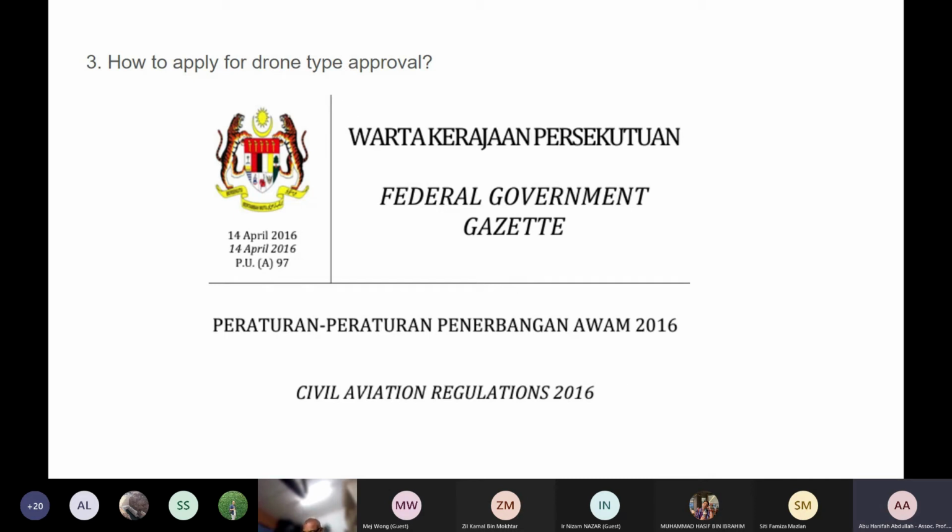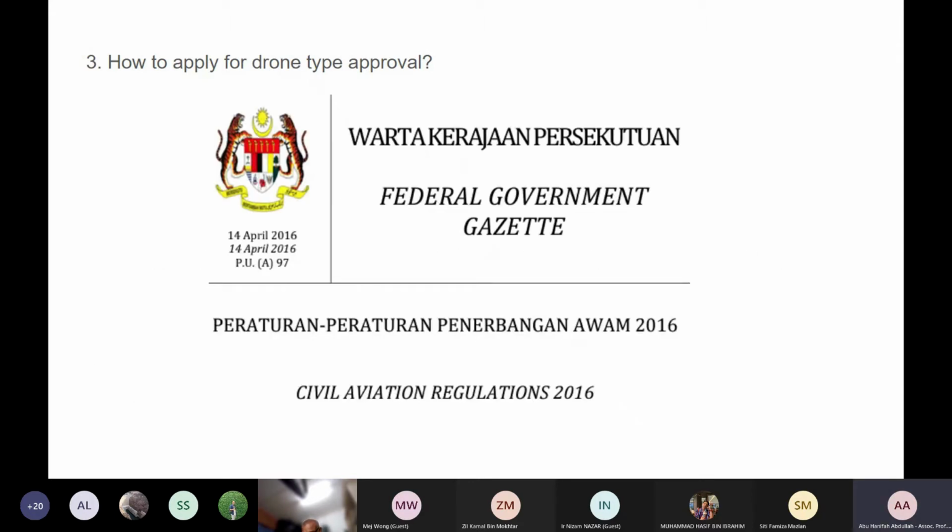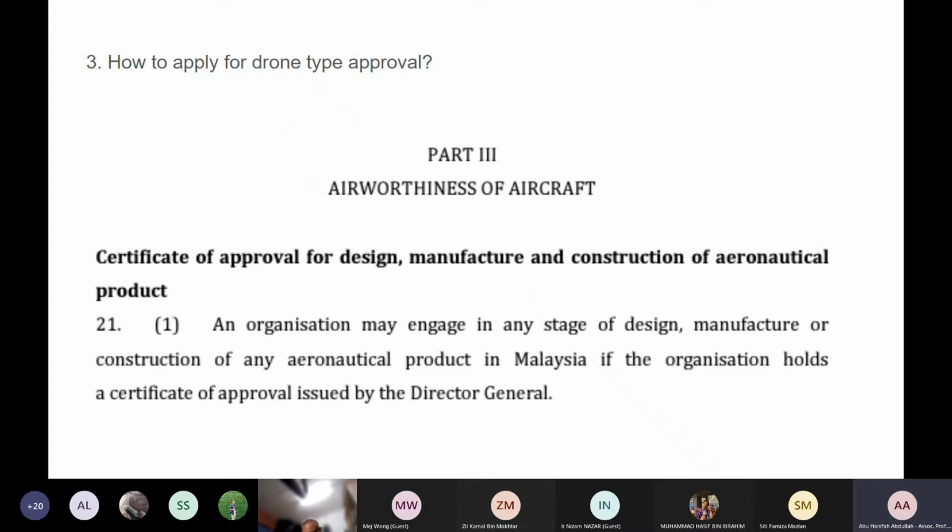You are not allowed to design and certify anything until you are approved to do so. That is Malaysian Civil Aviation Regulation 2016. Regulation 21 says that an organization may engage in any stage of design, manufacture or construction of any aeronautical product in Malaysia if the organization holds a certificate of approval issued by the CEO.